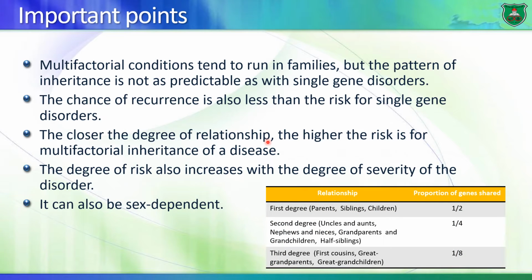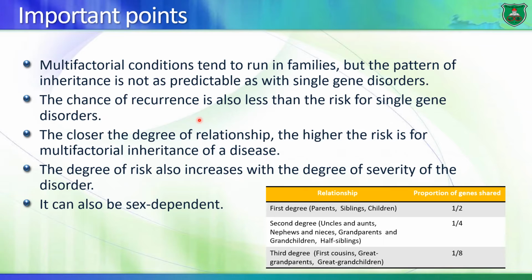Now, there are some guidelines associated with inheritance of multifactorial traits, and that is they tend to run in families. But the pattern of inheritance is not predictable. So again, having a mutation or polymorphism does not mean that a person would show the expected phenotype. Now, the chance of recurrence is also less than the risk for single gene disorders.